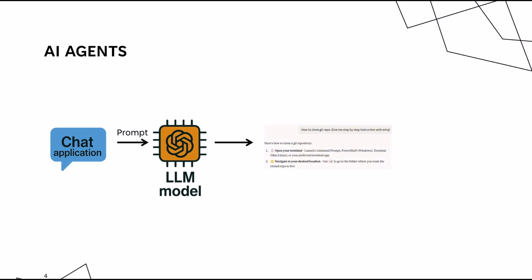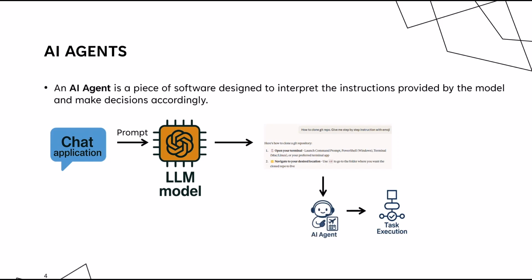However, this response is usually just a set of instructions. The model itself does not execute tasks or make decisions based on those instructions. That's where an AI agent comes in. An AI agent is a piece of software designed to interpret the instruction provided by the model and make decisions accordingly. If needed, it can even communicate back with the model to determine the next step or actions. AI agents have capabilities like memory and decision making, allowing them to perform tasks on behalf of the user. In short, they bridge the gap between the model's output and real-world execution.